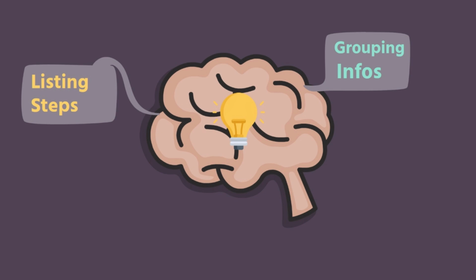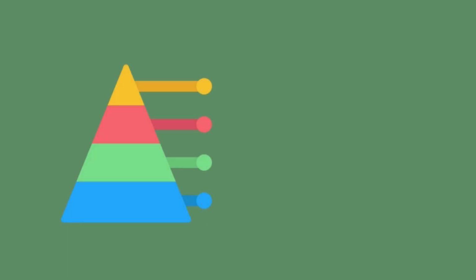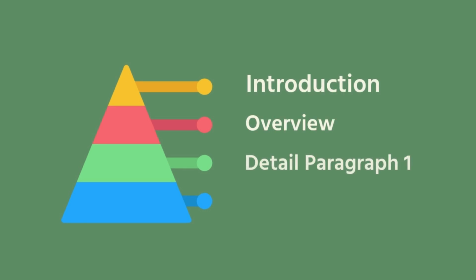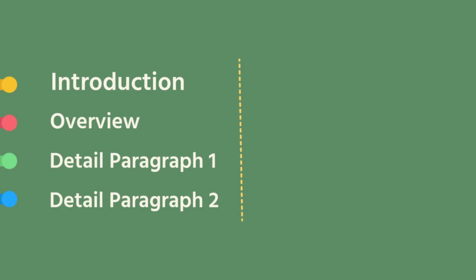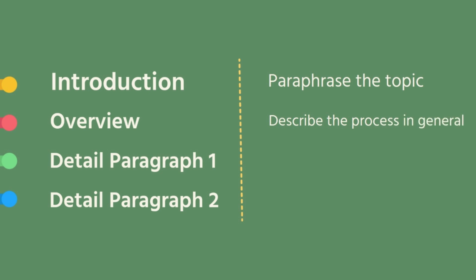I recommend using the classic 4-paragraph structure for your essay. Introduction, overview, detail paragraph 1, detail paragraph 2. For the introduction, the goal is to paraphrase the topic. For overview, you should describe the process in general. For detailed paragraphs, we describe the grouped steps of the process in detail.